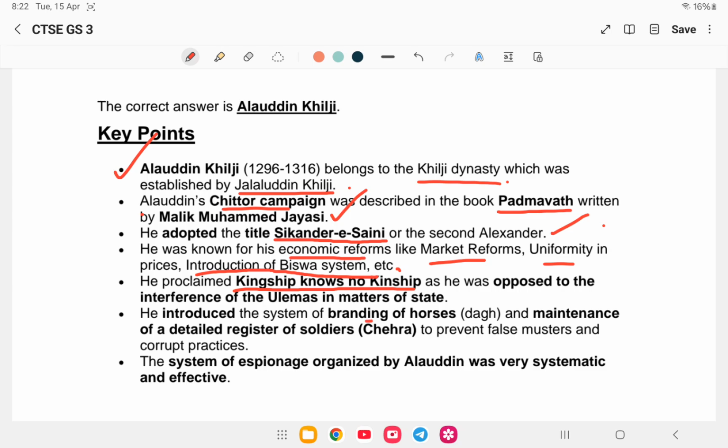And he introduced the branding of horses, that is, government horses were branded. The kingdom's horses were for official work, not for personal works, and a detailed register of soldiers was maintained, like an identity card, the chehra. And the system of espionage organized by Alauddin was very systematic and effective. So this is the answer.